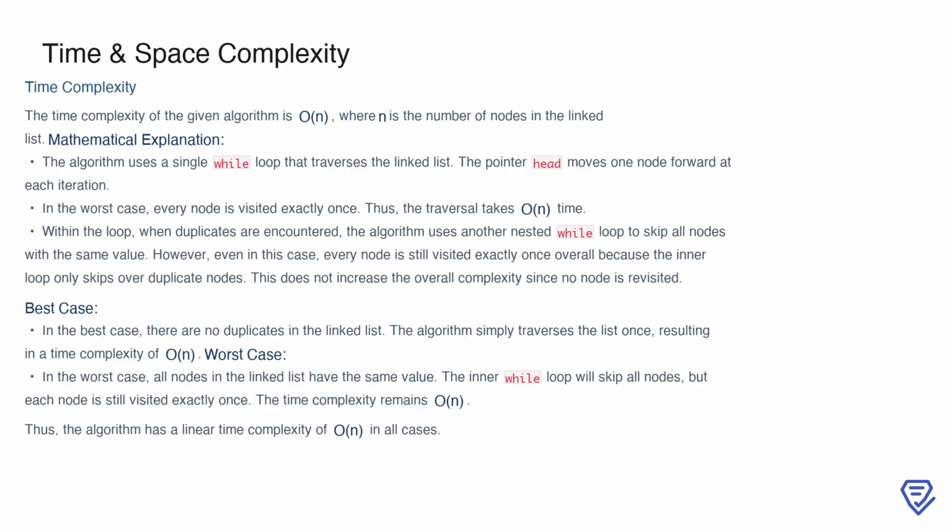In the best case, where there are no duplicates, the algorithm performs a straightforward traversal of the list once, again resulting in O(n) time. In the worst case, where all nodes have the same value, the inner loop skips over all the nodes, but each node is still seen exactly once. This consistent behavior across all cases gives the algorithm a linear time complexity of O(n).